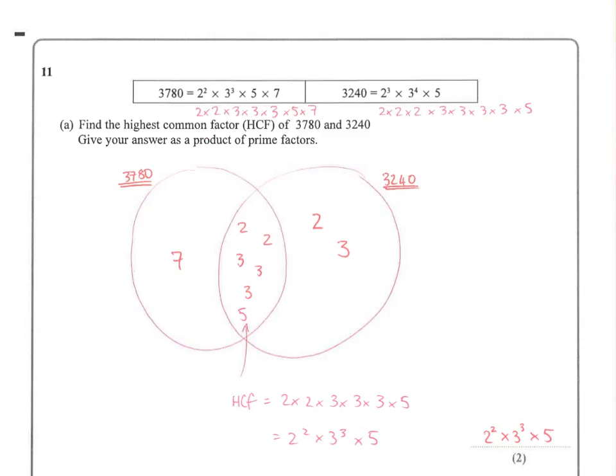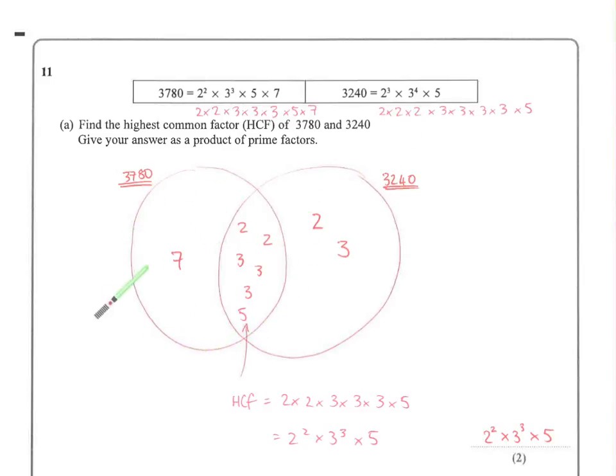Find the highest common factor of 37,080 and 32,40. Now they've done some of the work for you. They've expressed 37,080 and 3,240 as the product of their prime factors. If you want, you can write out 2 squared times 3 cubed times 5 times 7 as 2 times 2 times 3 times 3 times 3 times 5 times 7, and the same for 3,240.